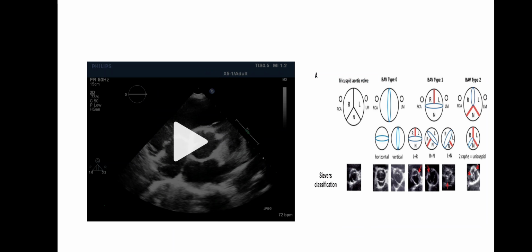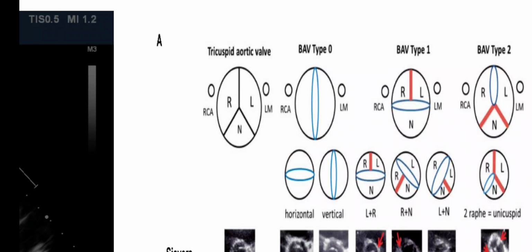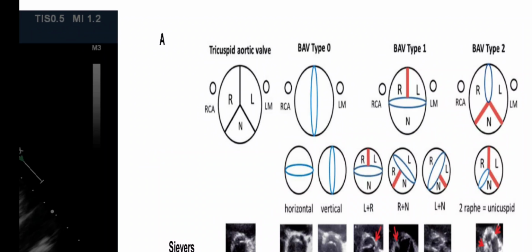This is the normal tricuspid aortic valve. Look at this, the left and right-hand side. This is the tricuspid aortic valve. The right coronary artery is arising from the right side, and the left main is arising from the left. There is the left cusp, and this is the non-coronary cusp.